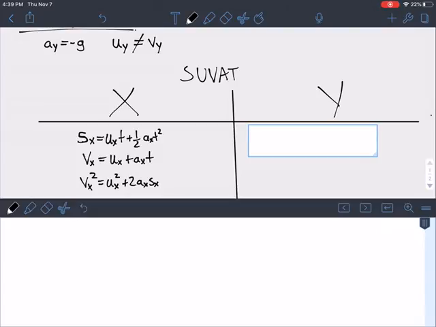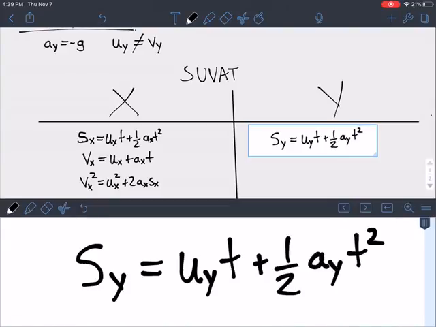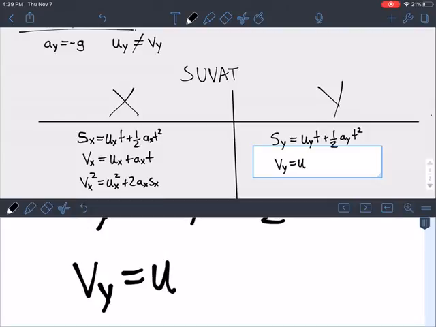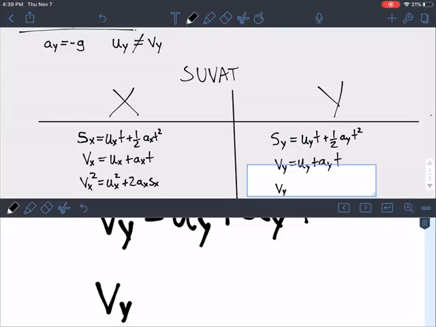And then we have the exact same equations in the y, except we're just going to denote that we are in the y direction. So displacement in the y direction is equal to uy times t plus 1/2 ay t squared. And we'll do the same thing for the next two equations. So Vy equals uy plus ayt, and then Vy squared equals uy squared plus 2 ay sy.